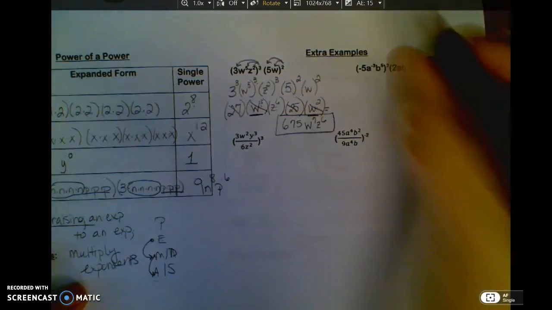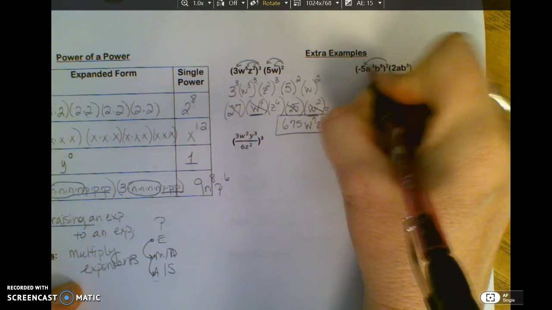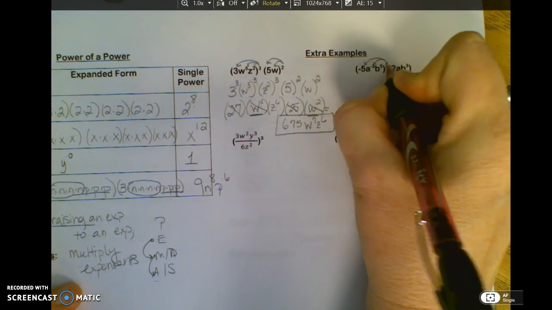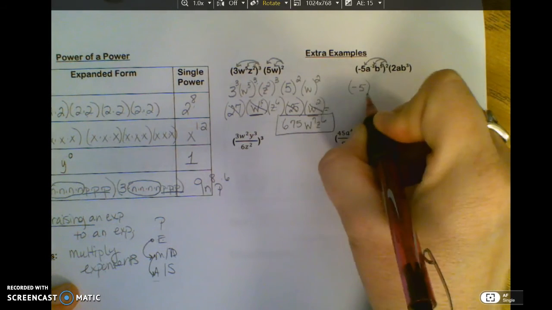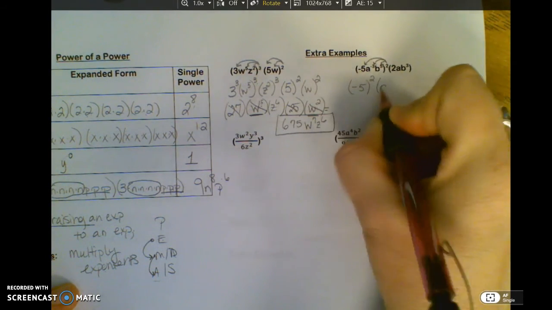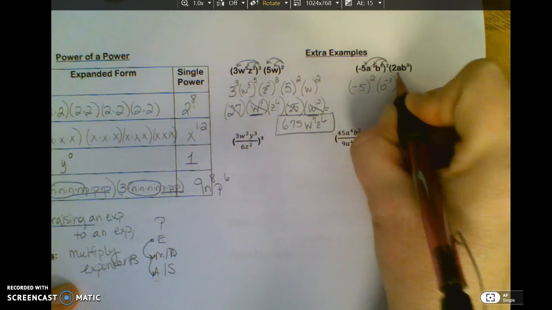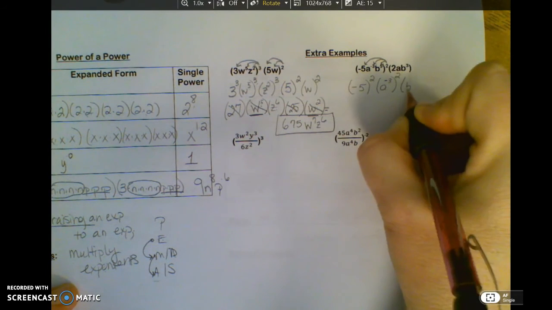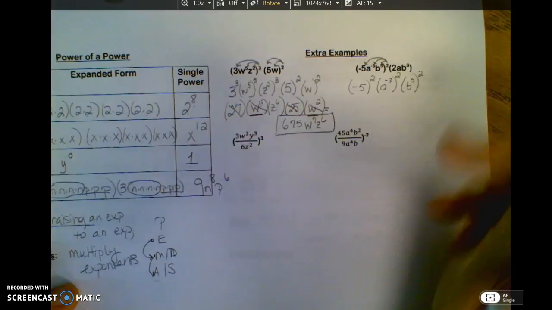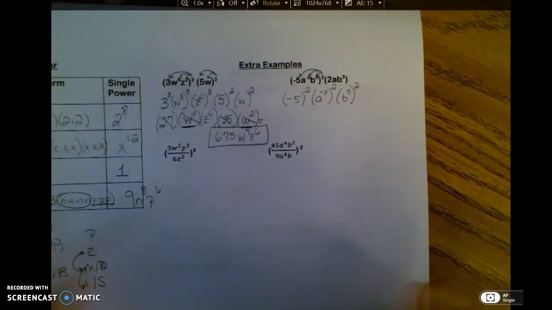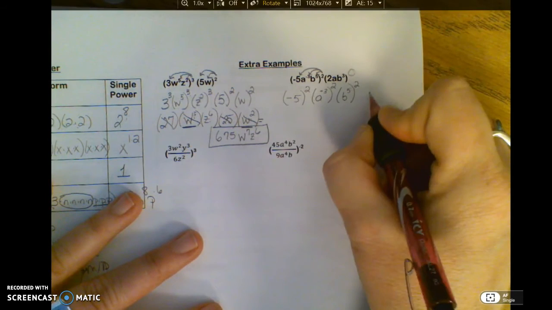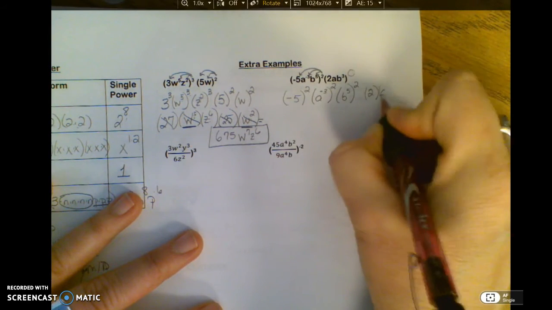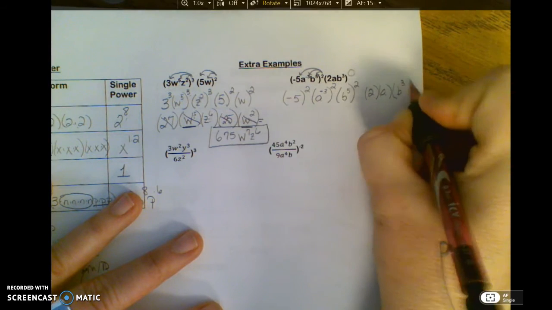Second problem. Again, the 2 as an exponent goes to every piece. So I've got -5, and I'm squaring it. I've got a to the -3, and I'm squaring it. I've got b to the 5th, and I'm squaring it. Notice the next problem doesn't have an exponent outside, so I'm just going to do 2 times a times b cubed.